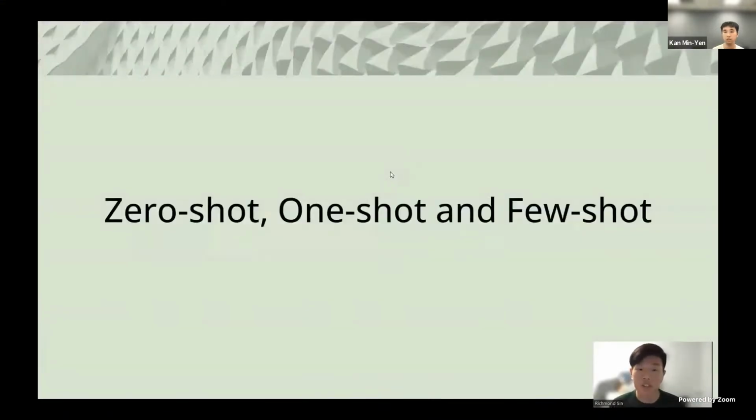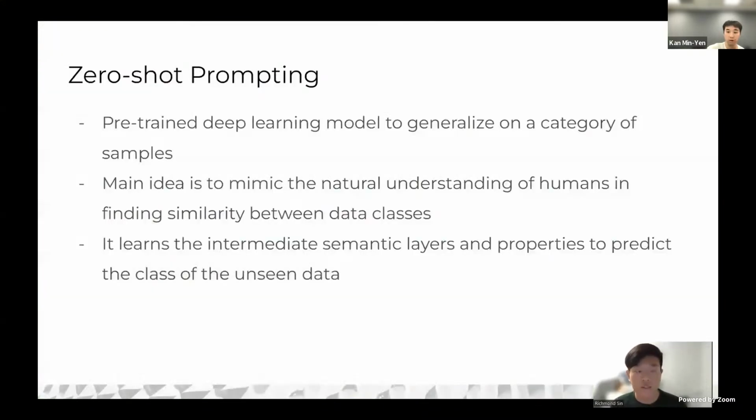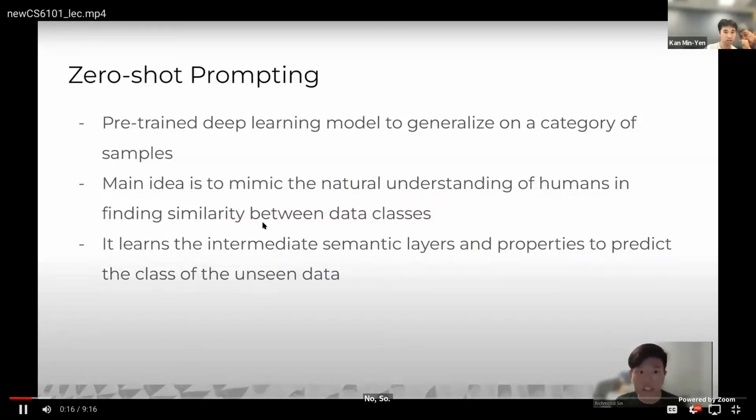We have recently been working on zero shot, one shot classification. So first up is zero shot learning. What exactly it is, it is actually using pre-given visualized material samples. And the main idea of zero shot learning is actually to make machines understand the way we understand things.